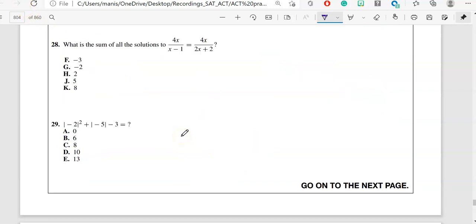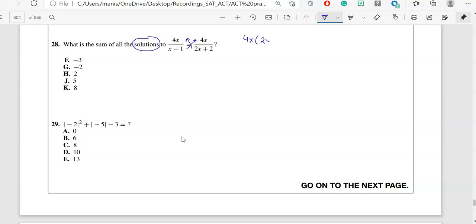Question number 28. What is the sum of all the solutions to? Solution means what? We will solve and simplify this, and we will find the values of x. Whatever values of x we have, we will add all of those values and find which satisfies one of the answer choices. That's our correct answer. Since both of these are ratios and it sets a proportion, we have to cross multiply.